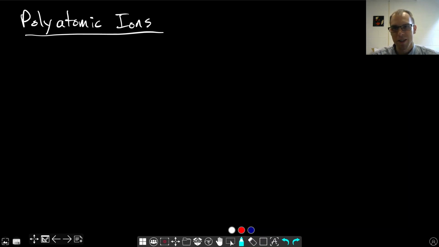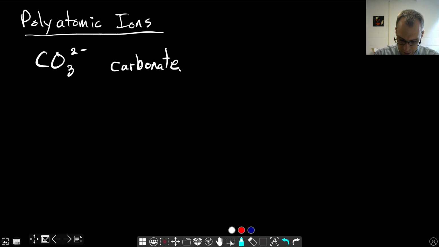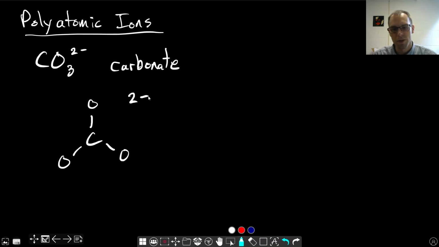And then we'll look at a list of common polyatomic ions that I want you to become familiar with the names that we give them, because they show up a lot in chemistry and in your labs. So let's look at one example, which is this ion here, CO3 2-. This is the carbonate ion. So this behaves together as a molecule does. So it has a carbon, and it has 3 oxygens bonded to it. And overall, this carries a 2- charge.